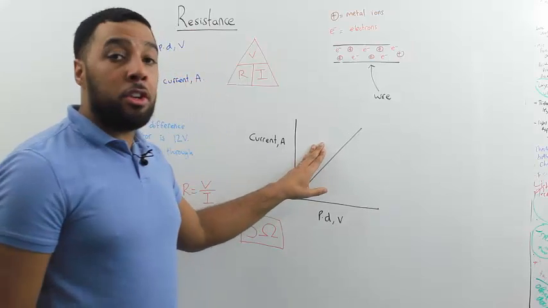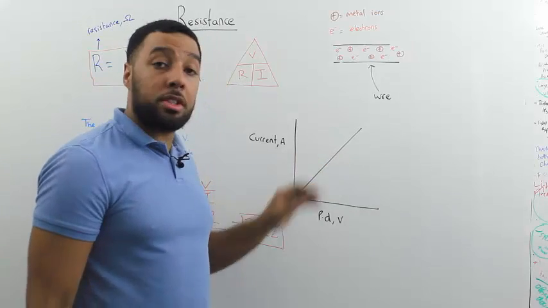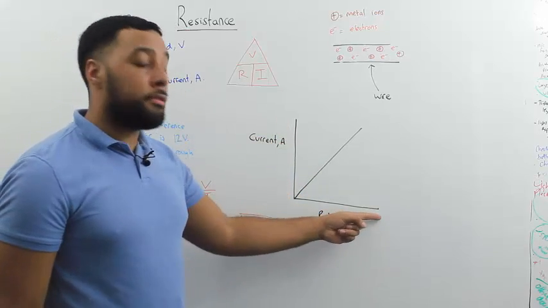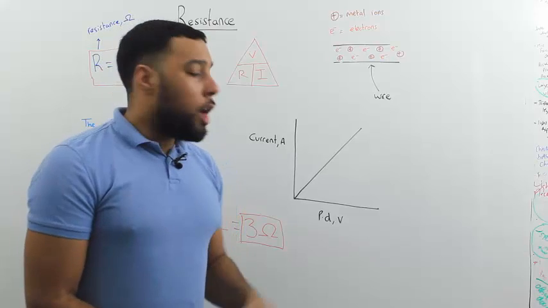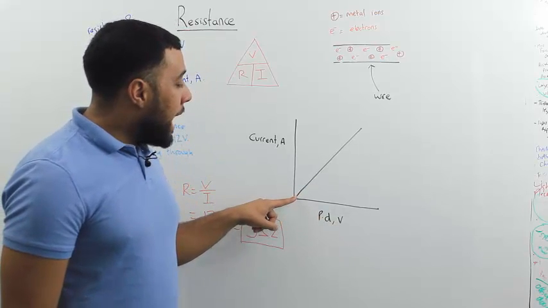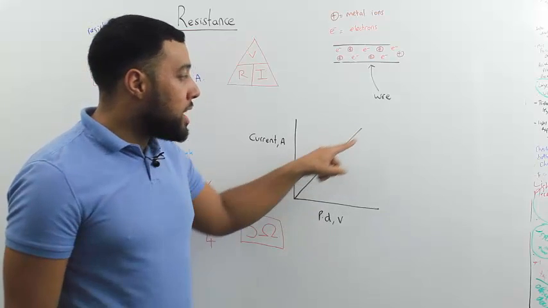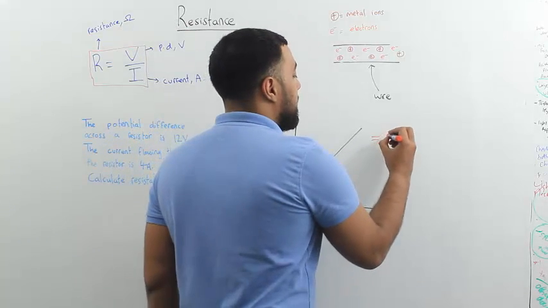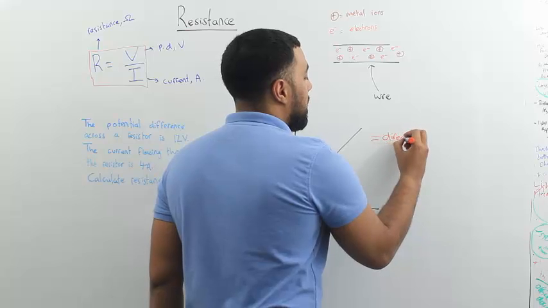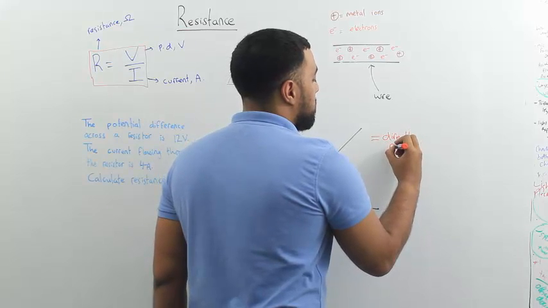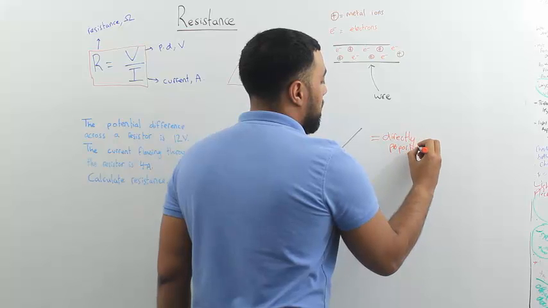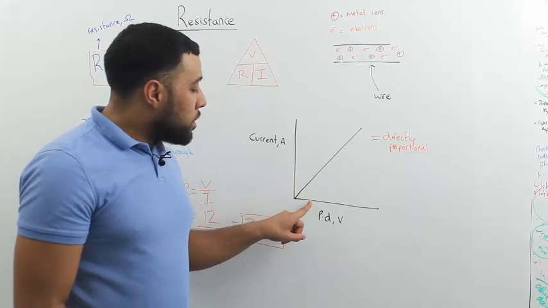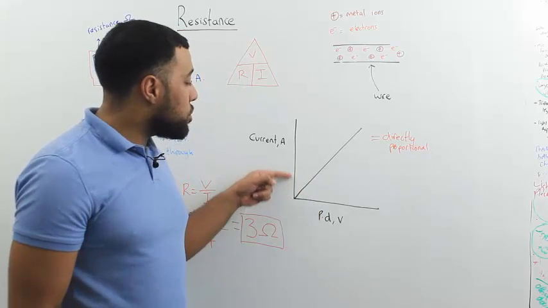Well, you could also be given in your exam, guys, a graph that looks like this, where current is on the y-axis and potential difference is on the x-axis. And we can see here that the line goes straight through the origin. In other words, this graph is directly proportional. So if I doubled the potential difference, I would also double the current.